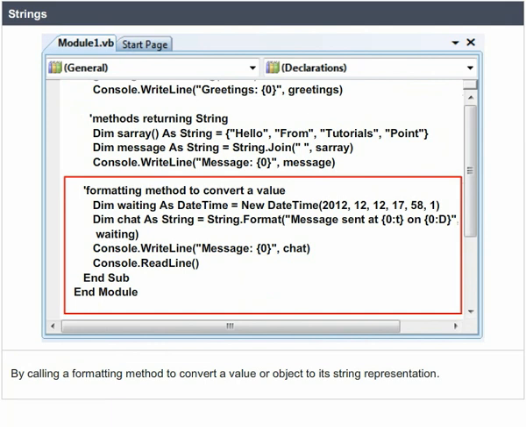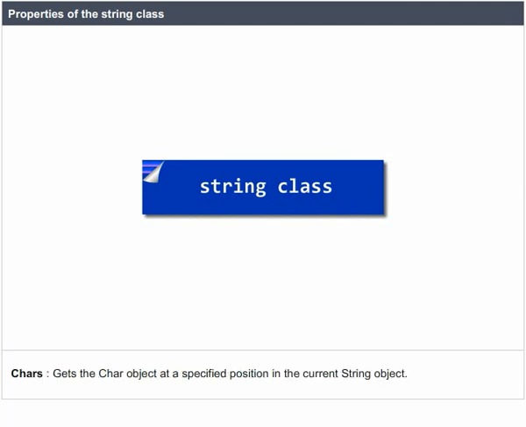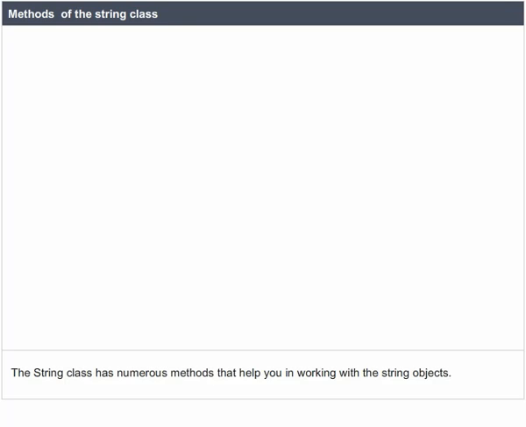Properties of the string class. The string class has the following two properties. Chars gets the char object at a specified position in the current string object. Length gets the number of characters in the current string object. Methods of the string class. The string class has numerous methods that help you in working with string objects.